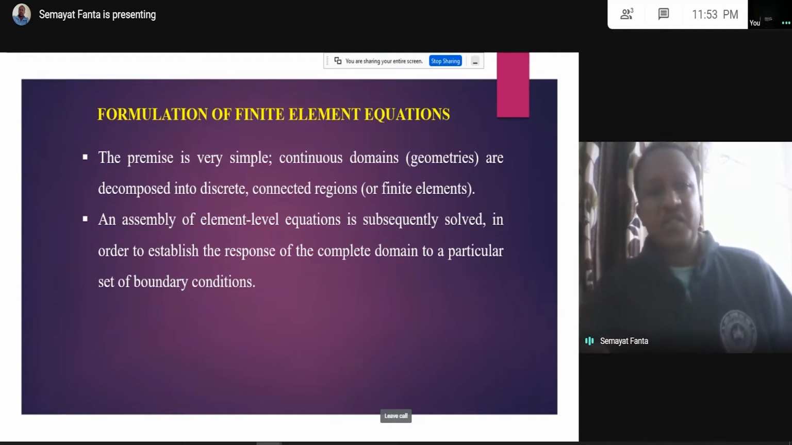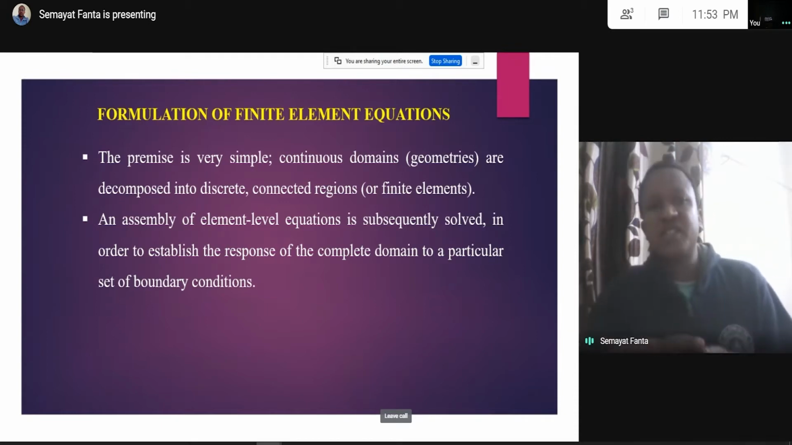Formulation of finite element equations. The premise is very simple: the continuum geometries are decomposed or discretized into subdomains and connected regions, which are the finite elements, and an assembly of the element level equations is subsequently solved in order to establish the response of the complete domain to a particular set of boundary conditions.